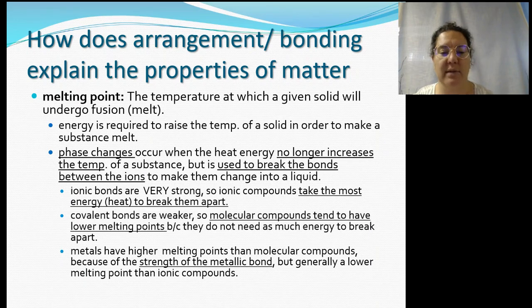Metals typically have higher melting points than molecular compounds because of the strength of the metallic bond, but a lower melting point than ionic compounds because ionic bonds are stronger than metallic bonds.